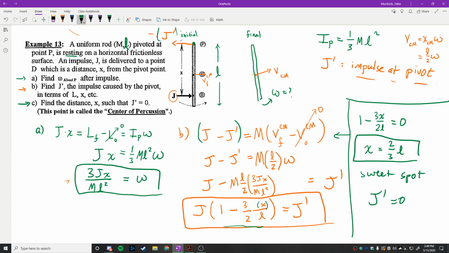As a result, if J prime is 0 right here, all of that external impulse goes into the change in momentum of the system, and none of it gets absorbed by the pivot. That means you get the maximum change in velocity of your object. You're going to get the most momentum going into the ball that you're hitting, if that makes any sense.